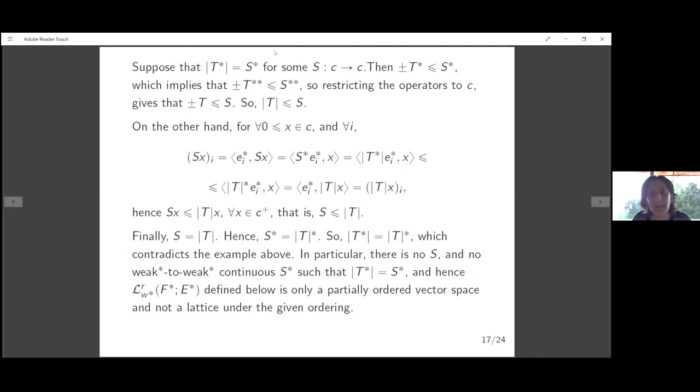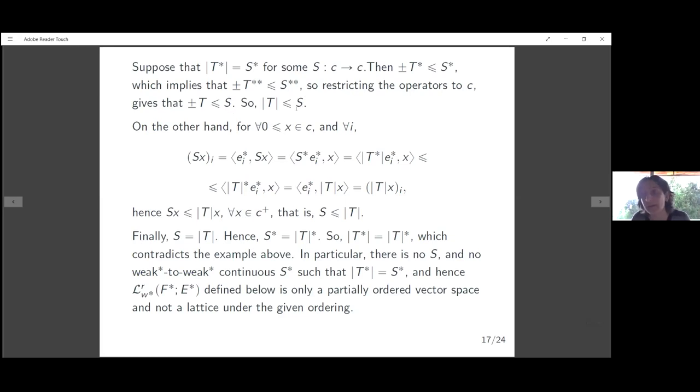So having this here, we conclude that because the modulus of the adjoint is S adjoint, then plus minus adjoint of T is less than or equal to adjoint of S. And hence the double adjoint, plus minus double adjoint of T, is less than or equal to double adjoint of S. And then we restrict those operators to C to get that plus minus T is less than or equal to S, and hence the modulus of T is less than or equal to S.